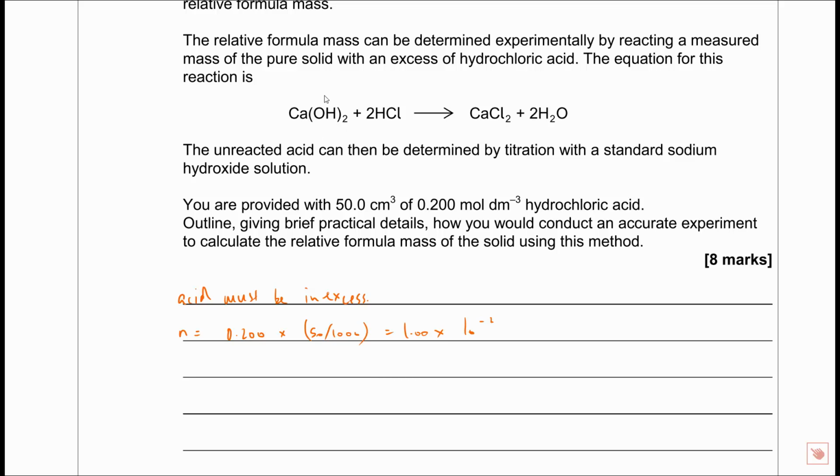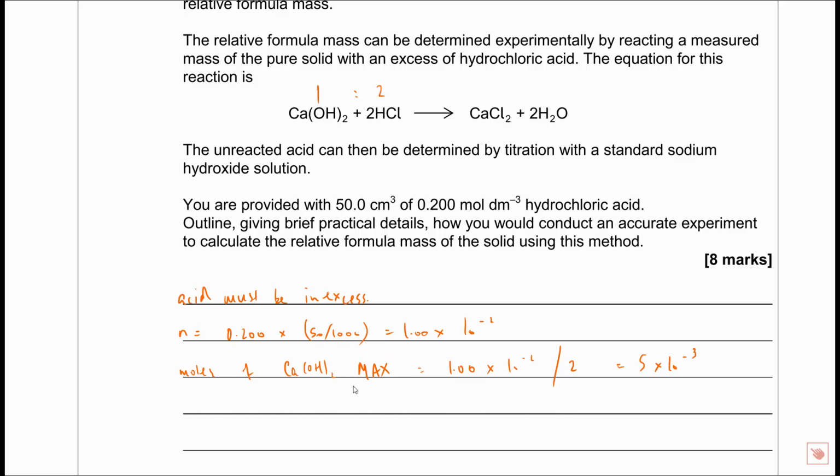Now, if you know the ratio is 1 to 2 in terms of the reaction there, if I've got that many moles of acid, if I add this whole lot in, moles of calcium hydroxide maximum is basically going to be 1 times 10 to the minus 2 divided by 2, which is obviously going to be 5 times 10 to the minus 3.